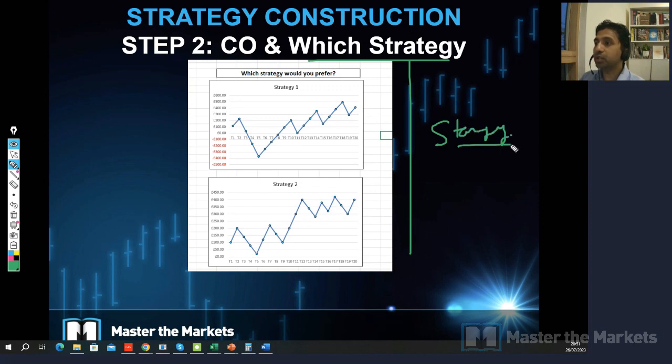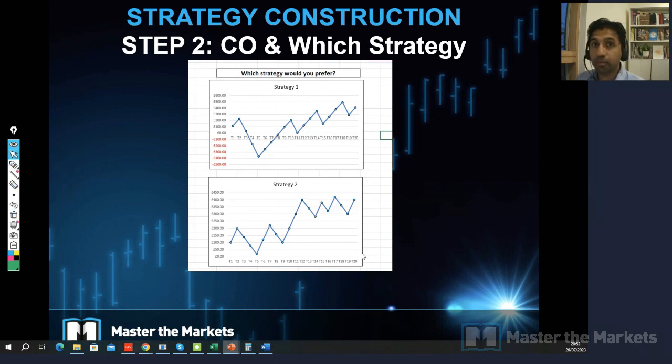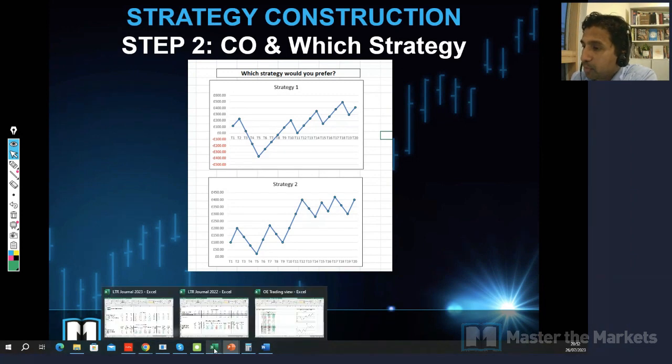That's why I've put two types of diagrams here. Do you like strategy one or strategy two? Okay, so let's take a look at that. Let's go a bit deeper, because this is important before you start choosing the tools, start choosing the parameters to build your strategy, which you're going to be looking at in all these next video parts of the strategy construction video series. So let me bring this up.